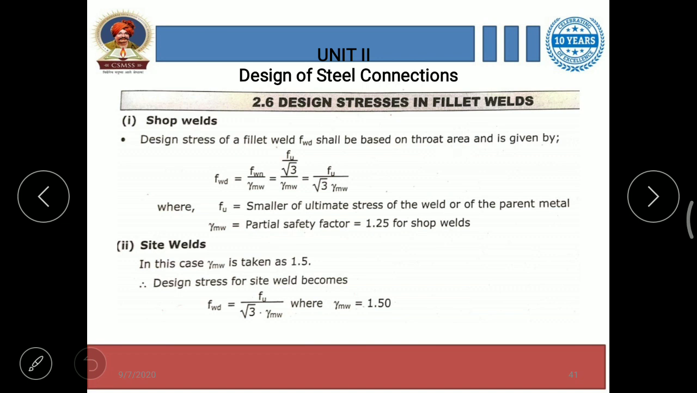Hello, let's see the next part from design of steel connections, that is design stresses in fillet welds.